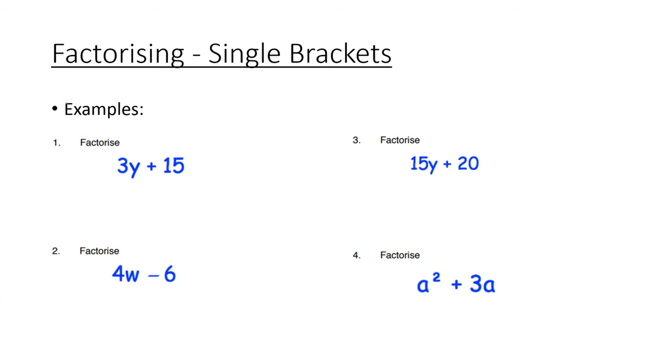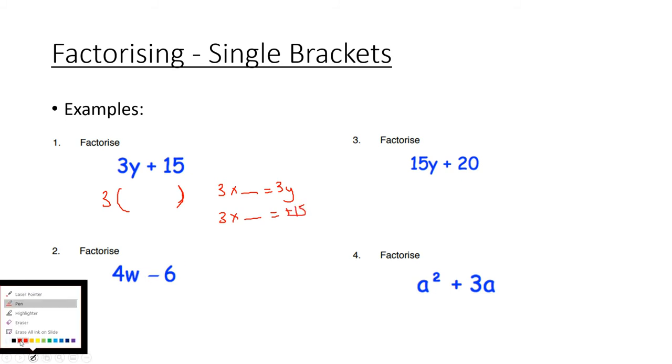So, for example 1, it says factorise 3y plus 15. So the first thing you have to do is find our highest common factor. What goes into 3y and what goes into 15 that's the same? So you'll notice that 3 goes into both 3y and 15, so we write our 3 and we draw our bracket. Okay, then we ask 3 times by what gives me 3y, and then 3 times by what gives me positive 15. Okay, the reason I'm writing positive is it's really important to remember that.